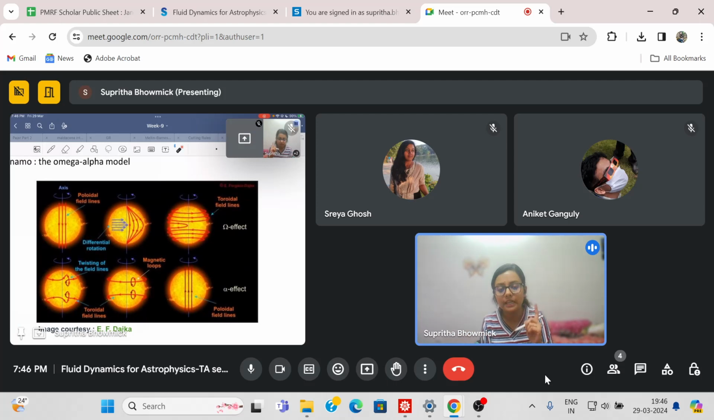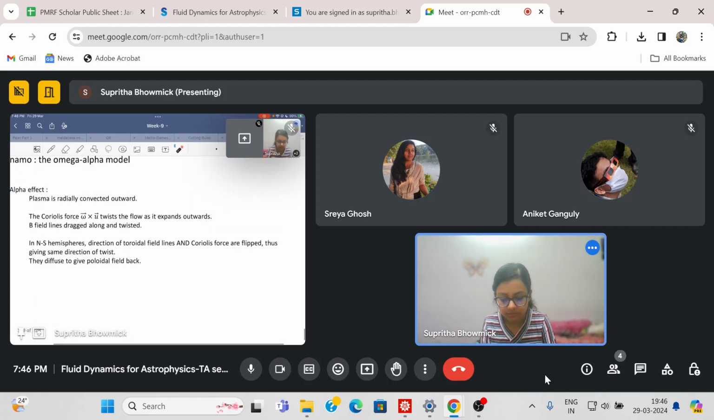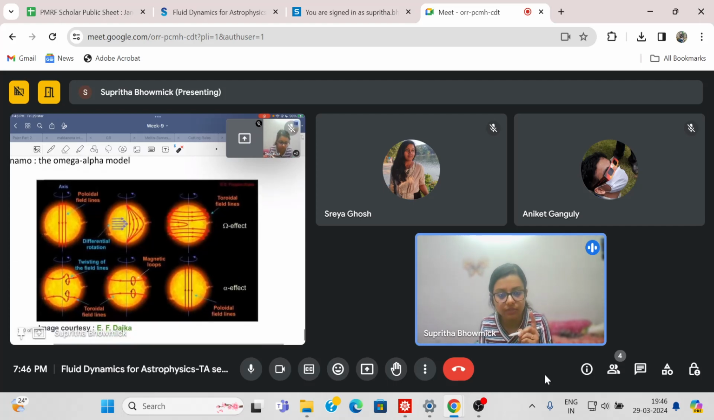And we know that magnetic lines follow the fluid flow. So what will happen if the fluid twists due to this Coriolis force? These magnetic field lines will also twist. How will they twist? They'll twist like this. Now, if I ask you about the direction of the twist, the direction of the Coriolis force, you will see that the direction of this twist is the same in both these hemispheres.